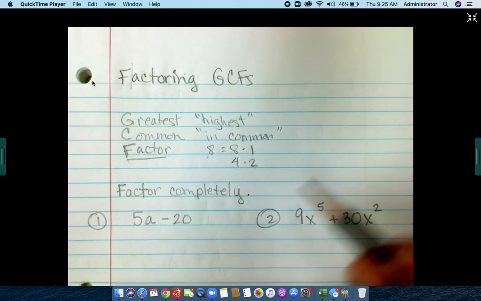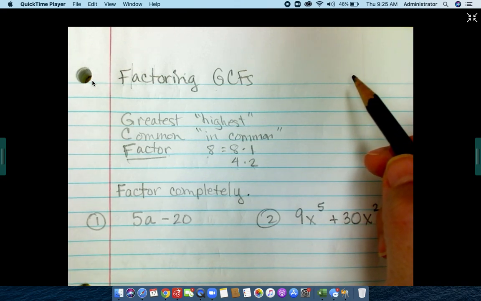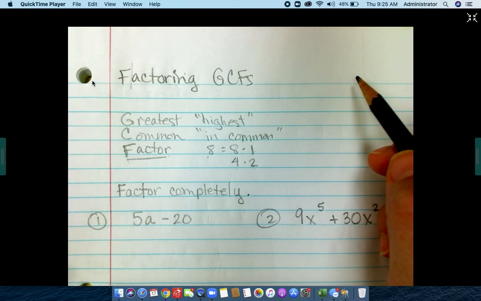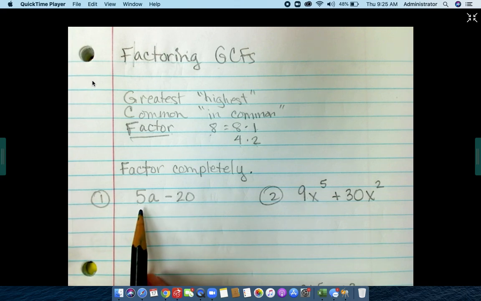If you're listening, please go ahead and put the date up here. Today's date is 9/17/20. So for number 1, I want you to factor completely the expression 5a minus 20.